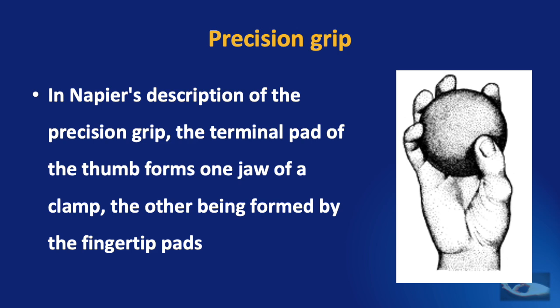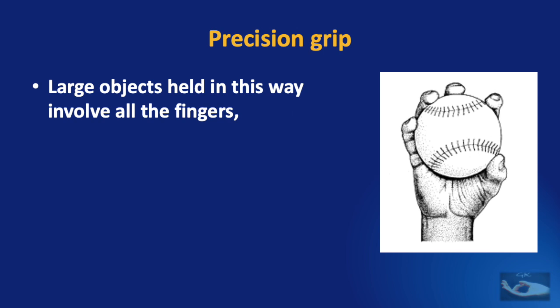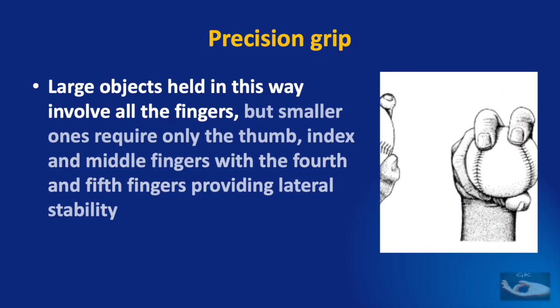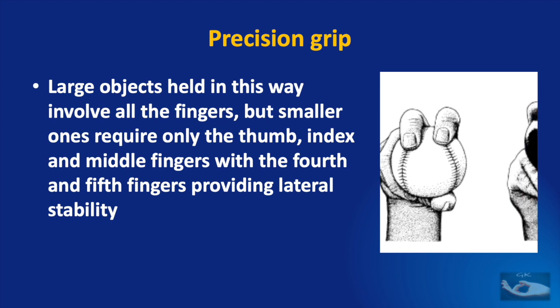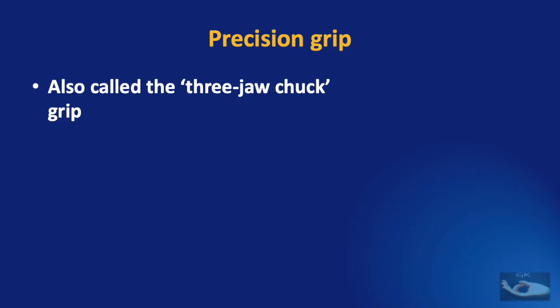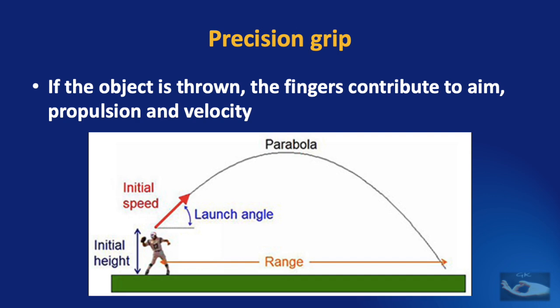In Napier's description of the precision grip, the terminal pad of the thumb forms one jaw of a clamp, the other being formed by the fingertip pads. When large objects are held in this way, they involve all the fingers, but smaller objects require only the thumb, index and middle fingers, with the fourth and fifth fingers providing lateral stability. This is also called the three-jaw chuck grip. This grip was originally used for throwing objects. If the object is thrown, the fingers contribute to the aim, the propulsion and the velocity.